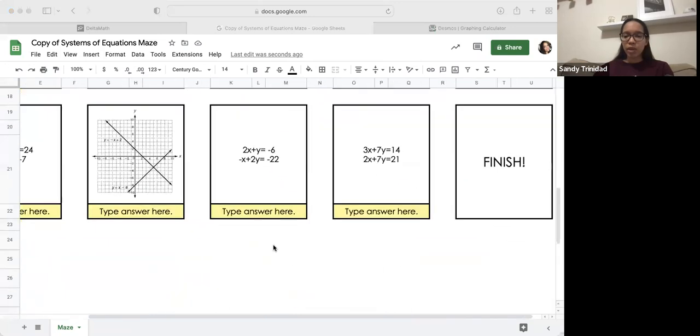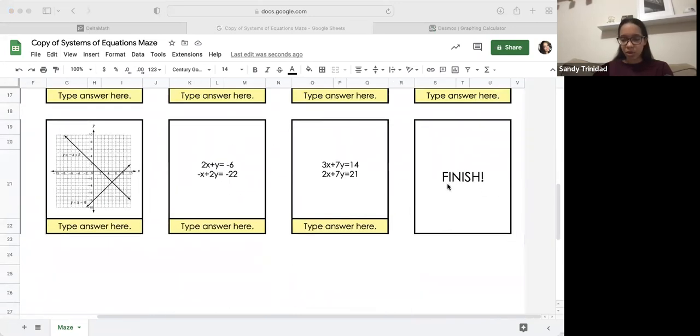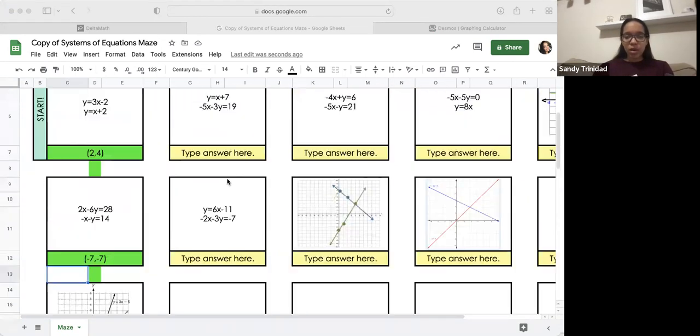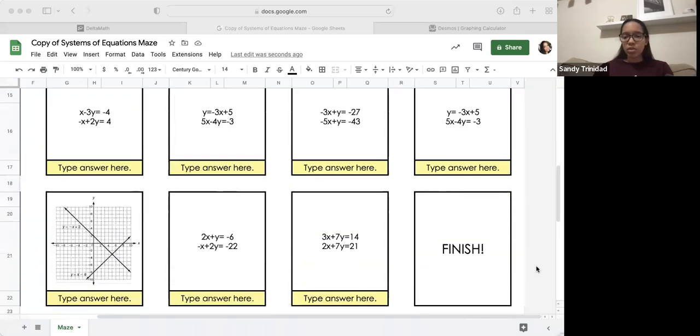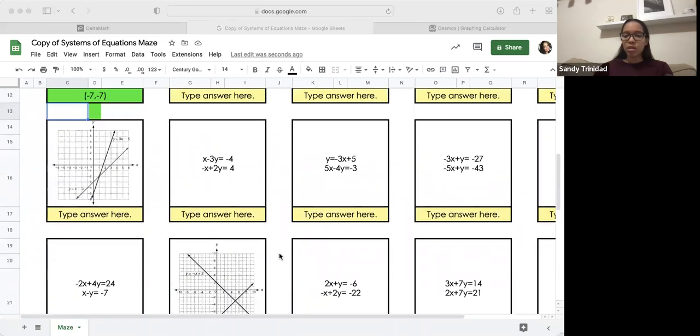Essentially, you're going to get over here to the finish line where this box will turn green and you know you're done and you can turn in your assignment. Some boxes will be left blank because you won't go through that path. So don't think that you've done anything incomplete. As long as you get to this finish box, you know that you completed the maze correctly.